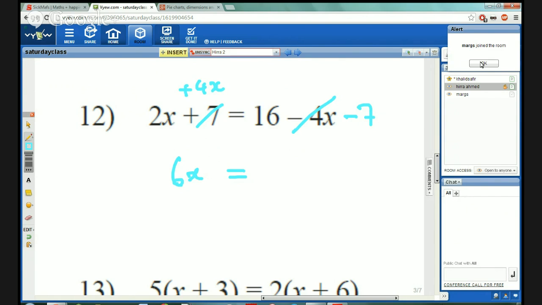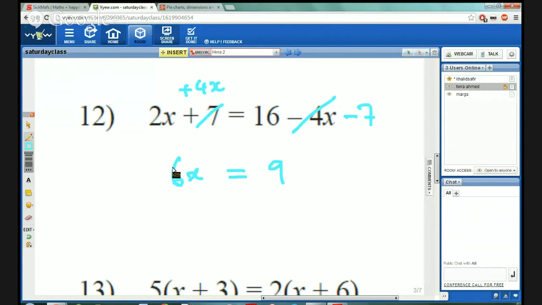Margub has joined the room. And he has got a page. Margub, can you hear us? No, you can't. Okay, 16 minus 7? Oh, I'm doing that now. Yep. Hello? Margub, okay. My battery died.